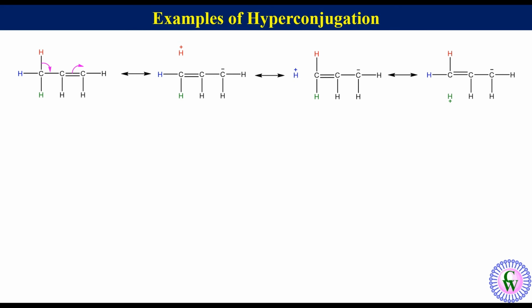The next example is 1,2-difluoroethane, the most stable conformation of which is the gauche conformation, in which the CH sigma bonding orbital on one carbon is parallel to the CF sigma antibonding orbital on the other. This allows the transfer of CH sigma bond pair to the vacant sigma star of CF to produce the hyperconjugative structures like this.